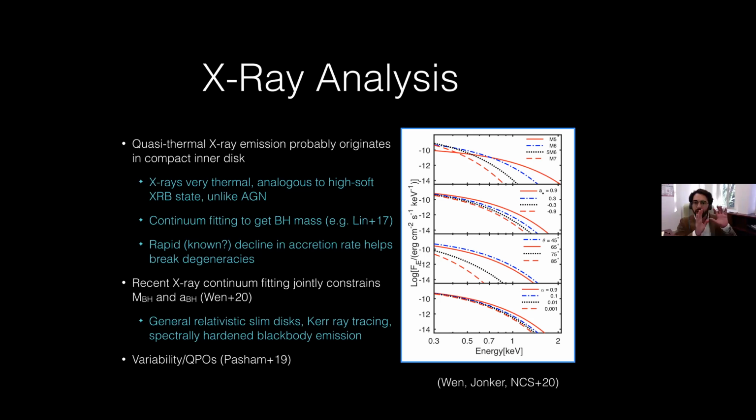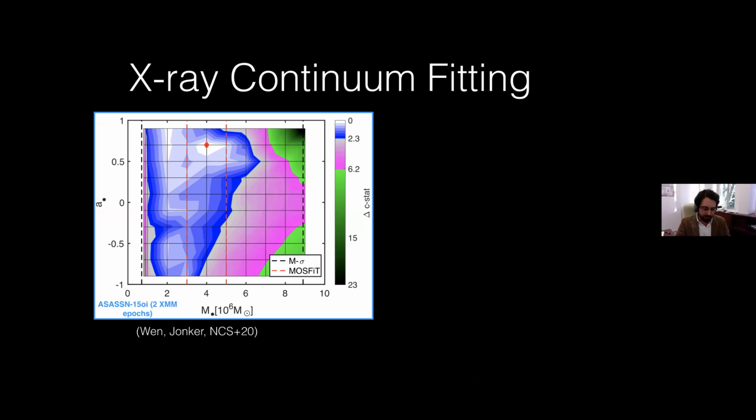And I should mention that there are other possible ways to use these X-ray observations to constrain black hole mass and spin. I'll come back to ones related to QPOs in a few minutes. But first, I want to show you some early results from our continuum fitting efforts. So here is the joint constraint on mass and spin for one TD we've studied, Assassin 15OI. The colors represent confidence levels in our constraints. So blue is our 1 sigma confidence contour, purple is our 2 sigma, and so on.